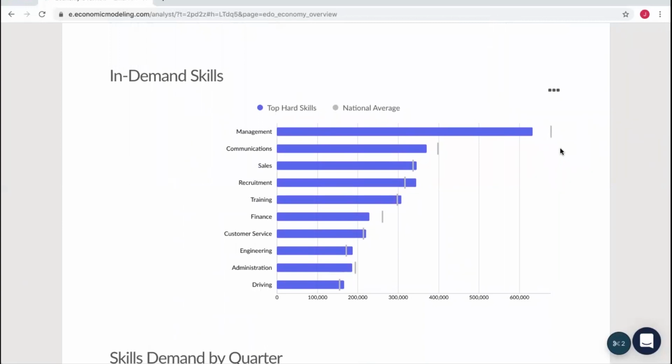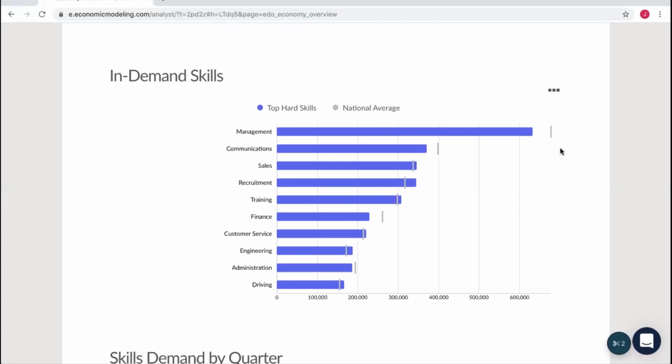Again, this gives you a helicopter view of the skills being required by employers. This comes from our job posting analytics, so we scrape thousands of different websites and job boards to get a picture of the skills being requested by employers in their job adverts. I'm going to show this in more detail in a second.